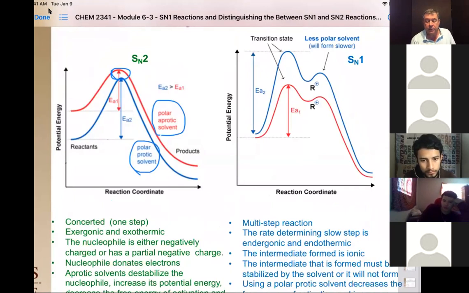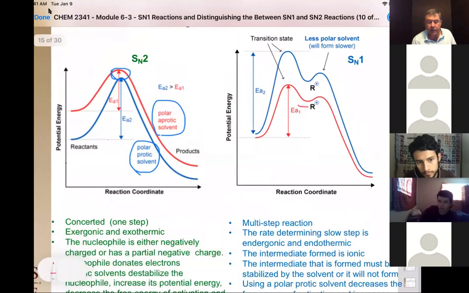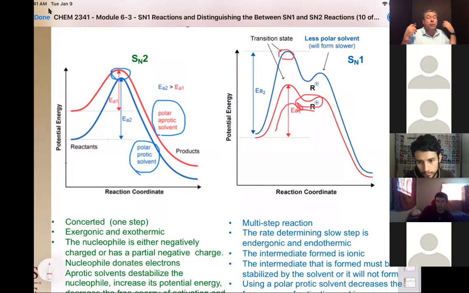Okay. Now notice that again, the first step is forming this intermediate, this carbocation here. Okay. So the energy barrier to get to the carbocation is lower in polar protic solvents, okay, and is higher in polar aprotic solvents. So there's a significant difference in rate in the SN1 reaction. So when we do SN1 reactions, you can use neutral poor nucleophiles, but you must use a polar protic solvent, okay, to form that carbocation.